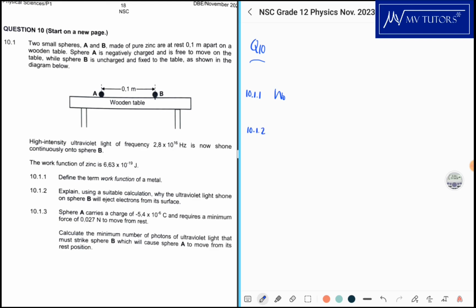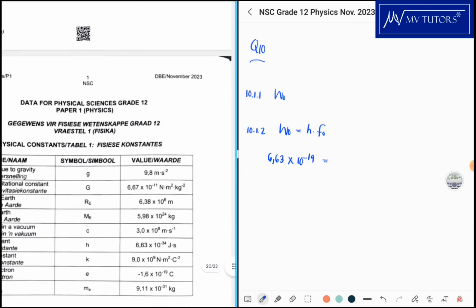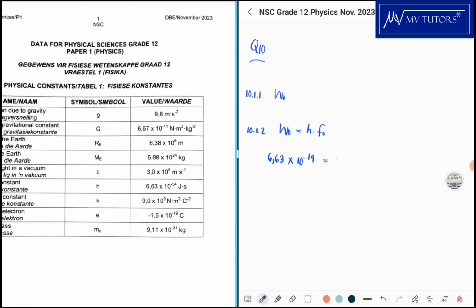10.1.2, it says explain using a suitable calculation why the ultraviolet light shone on sphere B will eject electrons from its surface. Okay, so let's use the equation of the work function equal to Planck's constant times the threshold frequency. Our work function, they told us, is 6.63 times 10 to the power negative 19. We have Planck's constant. Let me just check again. It's 6.63 times 10 to the negative 34.